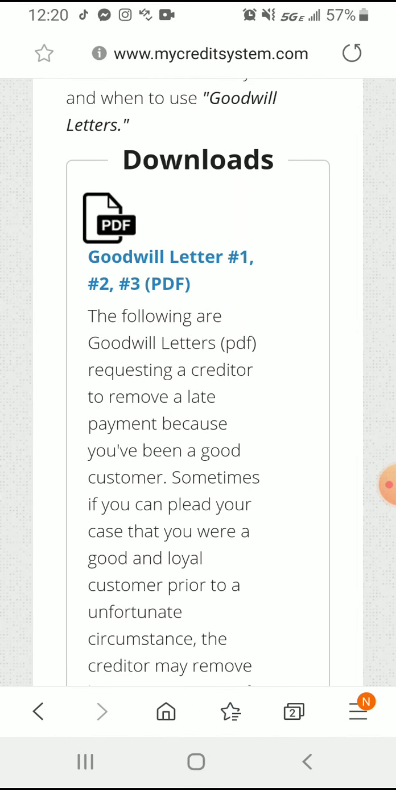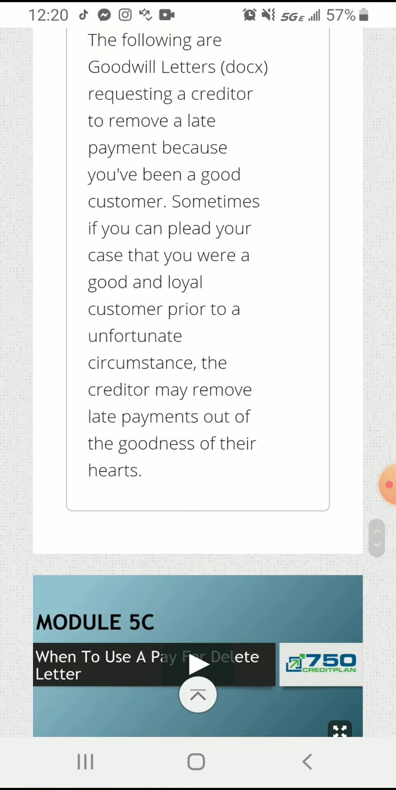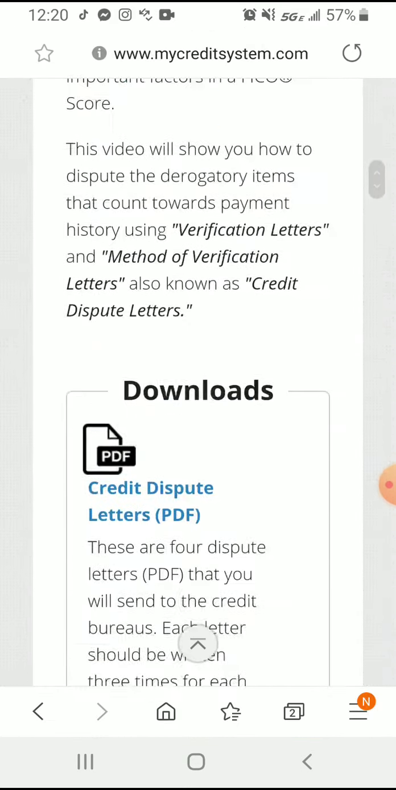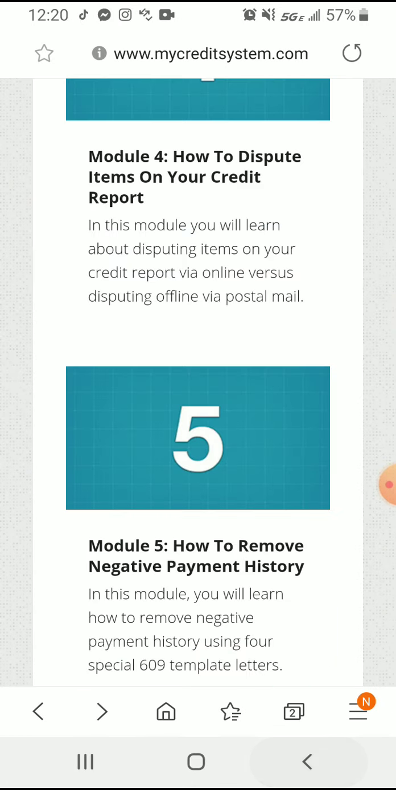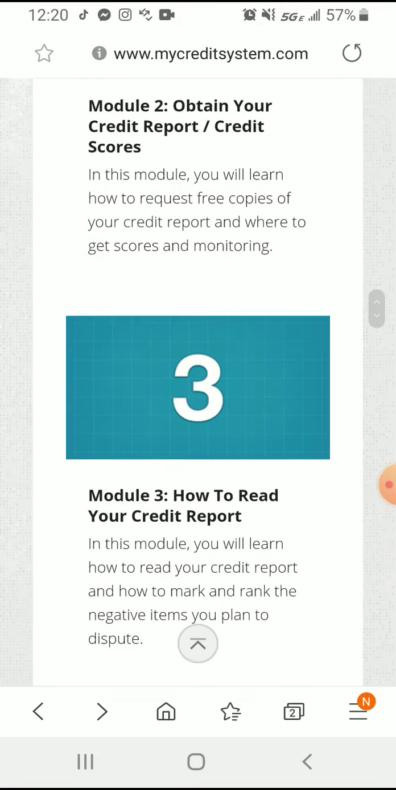Look, there's even goodwill letters here where you just request for a creditor to remove a late payment because you've been a good customer. See, these are some of the things that people don't talk about when you're disputing your credit. And here we are. We have it all in one place, one platform that can teach you how to repair your own credit for pennies. You don't have to pay hundreds of dollars per month. We've heard some crazy prices, but we're basically giving this away as the status said.